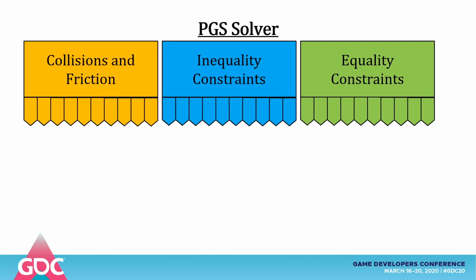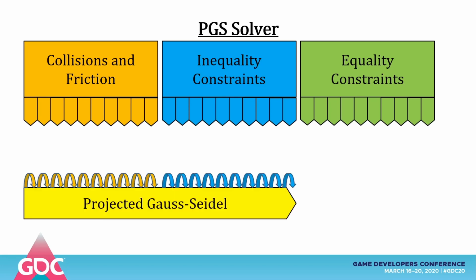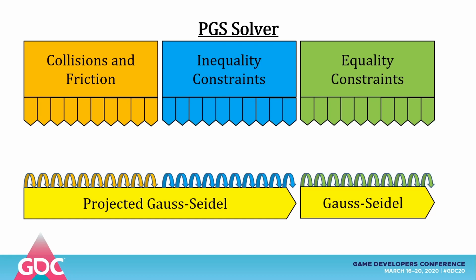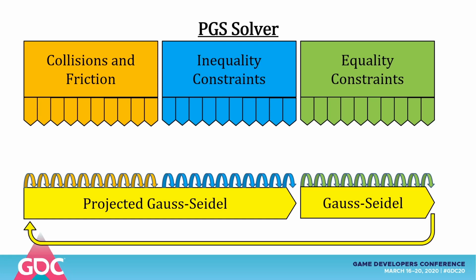Traditionally, the constraint equation, or the LCP, is solved using the projected Gauss-Seidel. This algorithm makes small corrections to constraints consecutively. The impulses for collisions and friction and for inequality constraints are processed using the projected Gauss-Seidel iterations, where the equality constraints use the Gauss-Seidel iteration. These iterations are repeated multiple times until the system converges. Usually games use a fixed number of iterations.